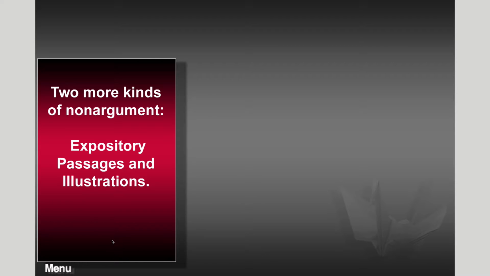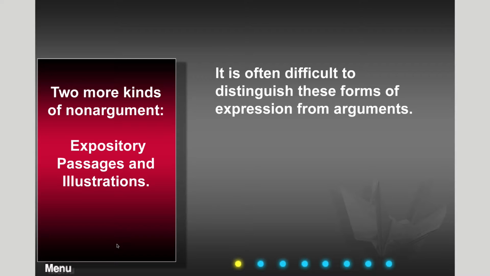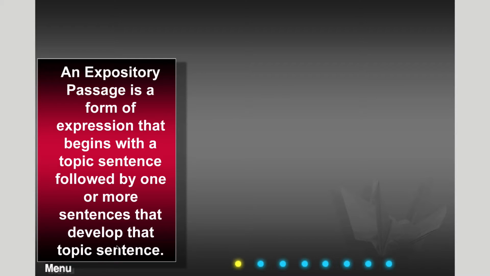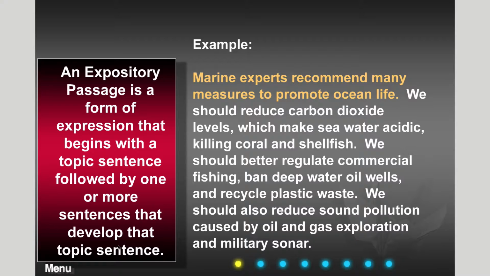Now, there are two more kinds of non-arguments: expository passages and illustrations. And it's often difficult to distinguish these forms of expression from arguments. An expository passage is a form of expression that begins with a topic sentence, followed by one or more sentences that develop that topic sentence.